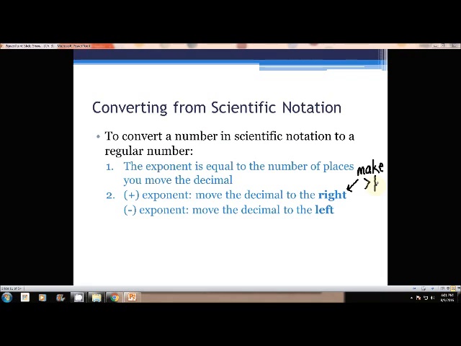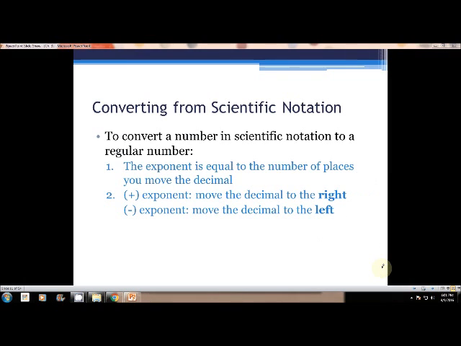If it has a negative exponent, you're moving the decimal to the left because you need to make the number less than 1. You need to make it a decimal. Okay? So you're making it small when it has the negative exponent. You're making it big when it has the positive exponent.